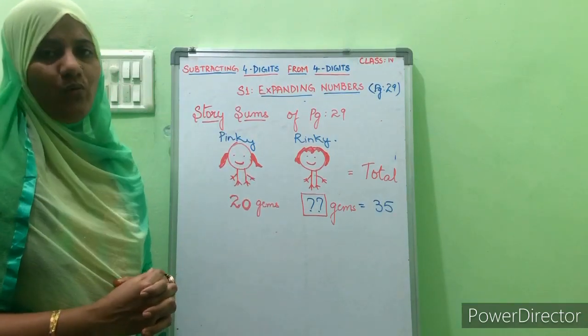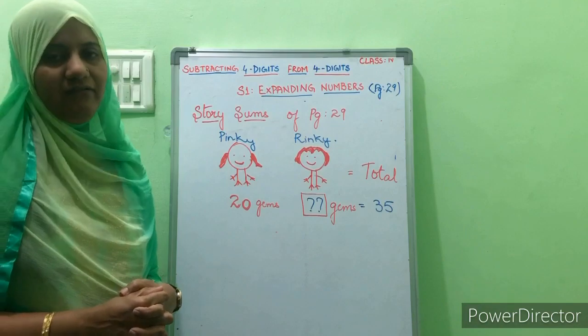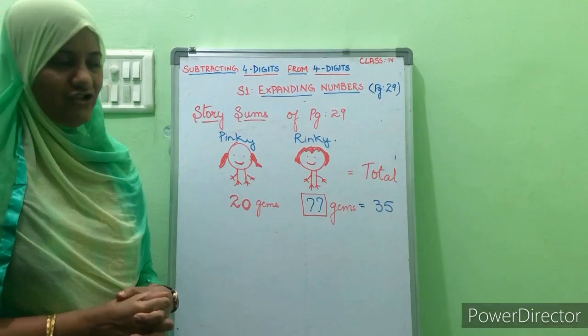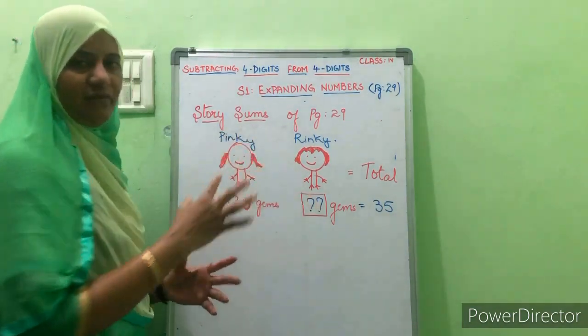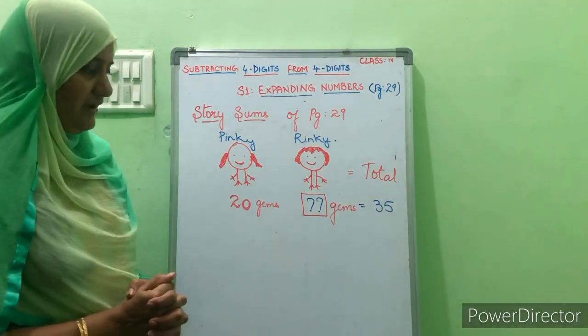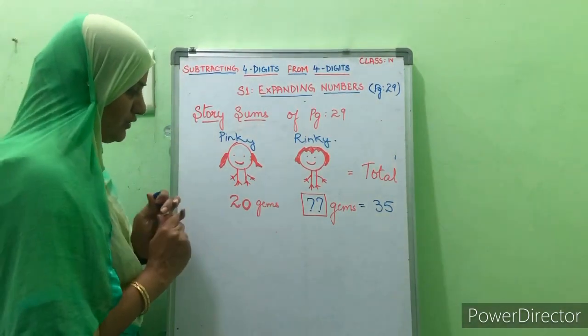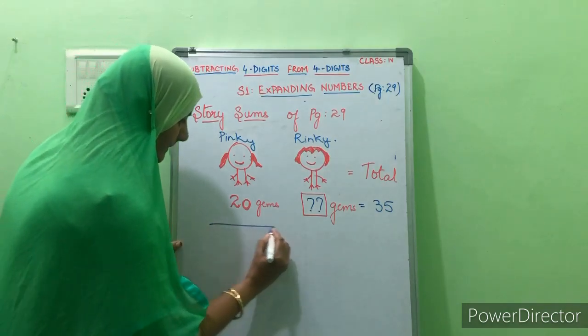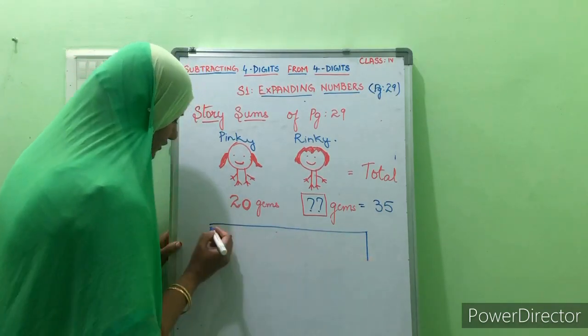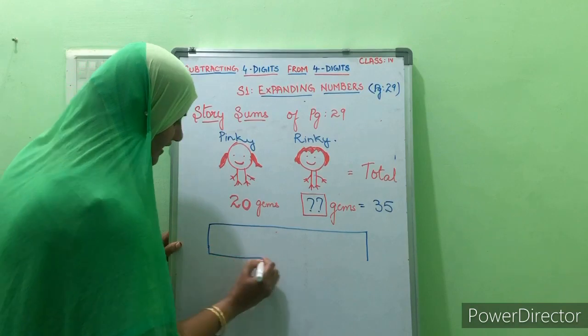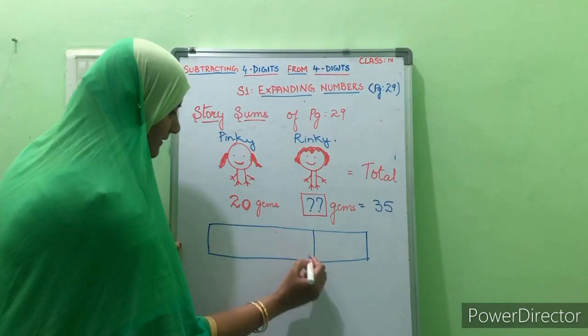Remaining means, what does the word remaining show here? We have to do subtraction. So remaining gems were given to Rinky. Now how to solve this? We should solve this by using the bar model. We will solve the story sums of subtraction by using the bar model.